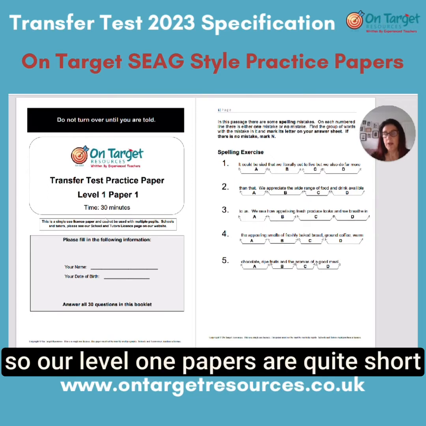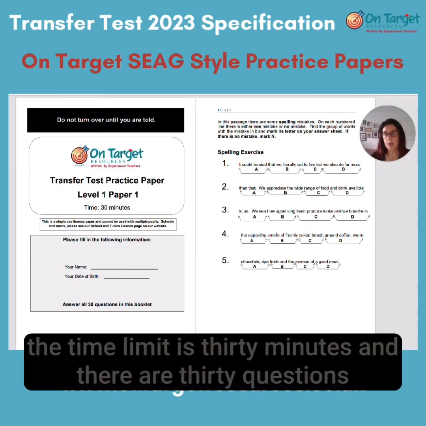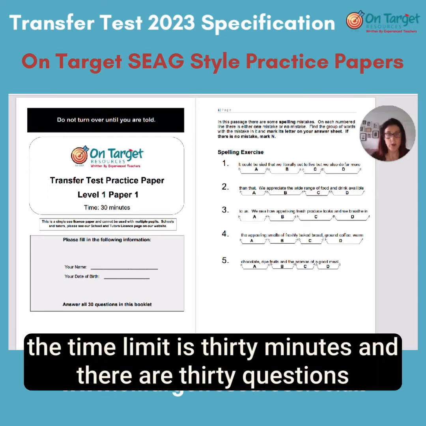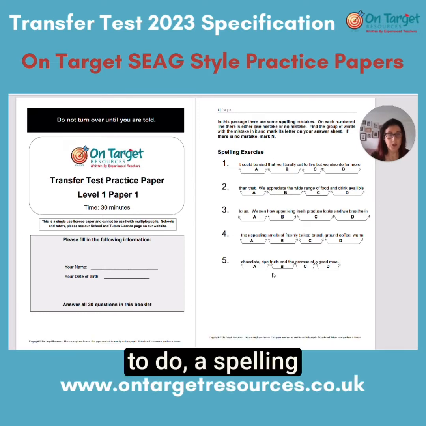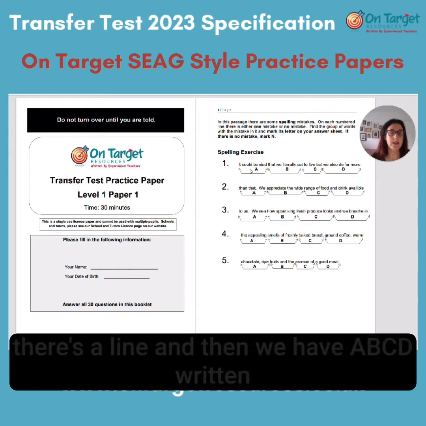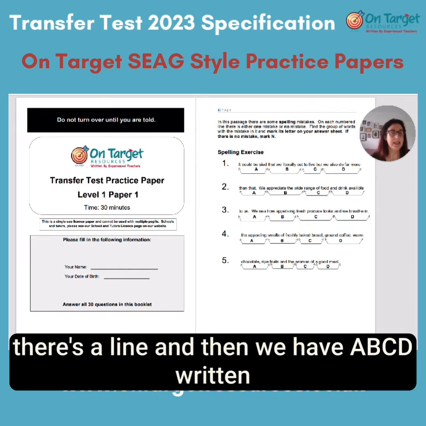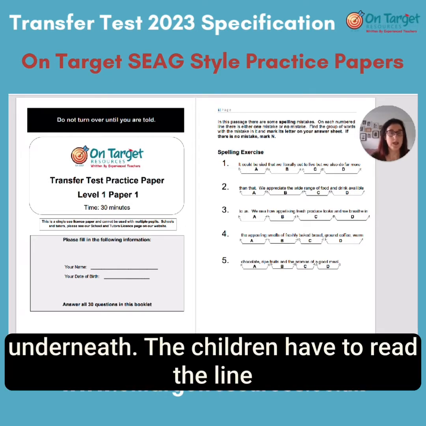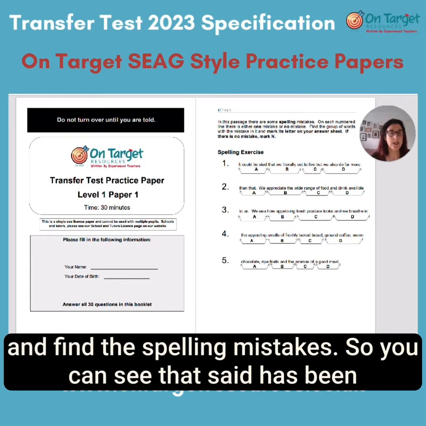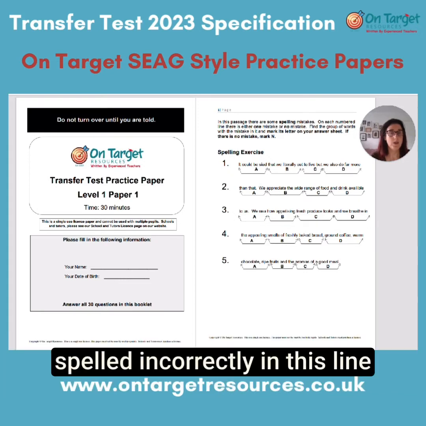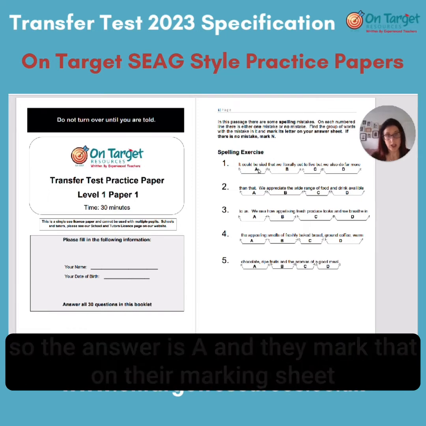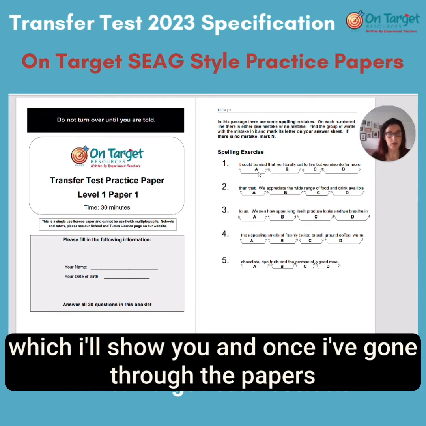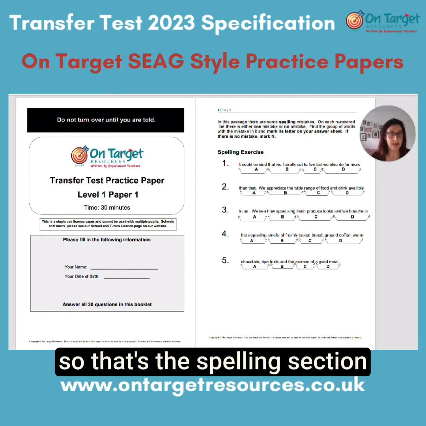So our level 1 papers are quite short. The time limit is 30 minutes and there are 30 questions. There will be 5 questions to do with spelling, and you can see that there's a line and then we have A, B, C, D written underneath. The children have to read the line and find the spelling mistake. You can see that said has been spelt incorrectly in this line. So the answer is A, and they mark that on their marking sheet, which I'll show you once I've gone through the papers. So that's the spelling section.